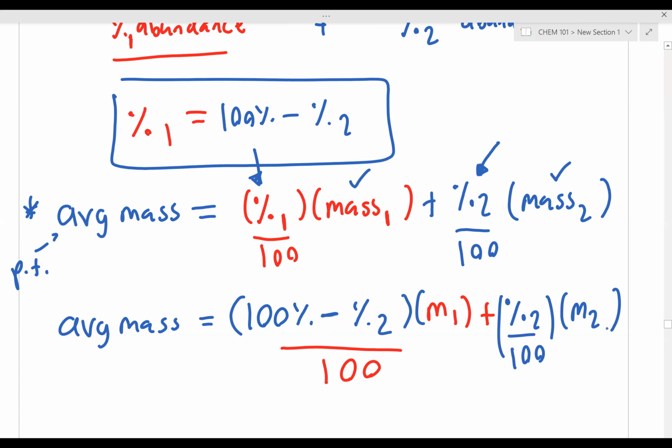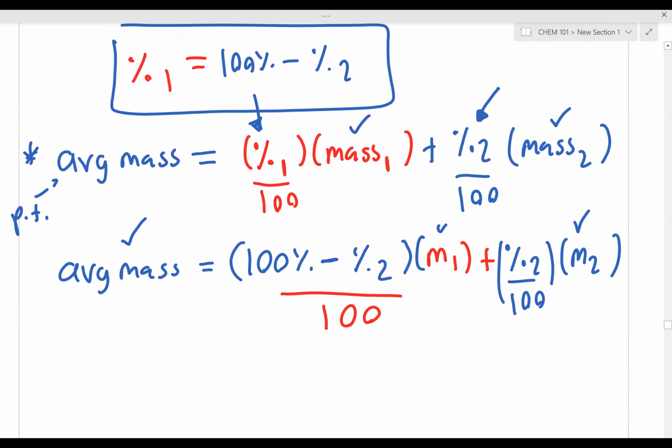Now, if we know each of these masses, do we only really have one unknown? What thing do we not know in this equation? We know mass 1, we know mass 2, we know our average mass. What do we not know? Yep, we don't know the percent abundance of isotope 2. Can we solve this algebraically? Yep, and I'll show you each of the steps for how we solve this algebraically.